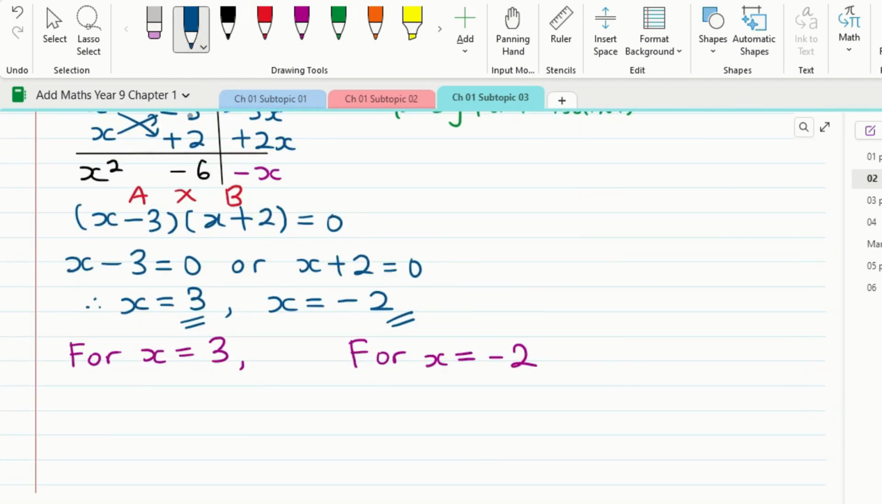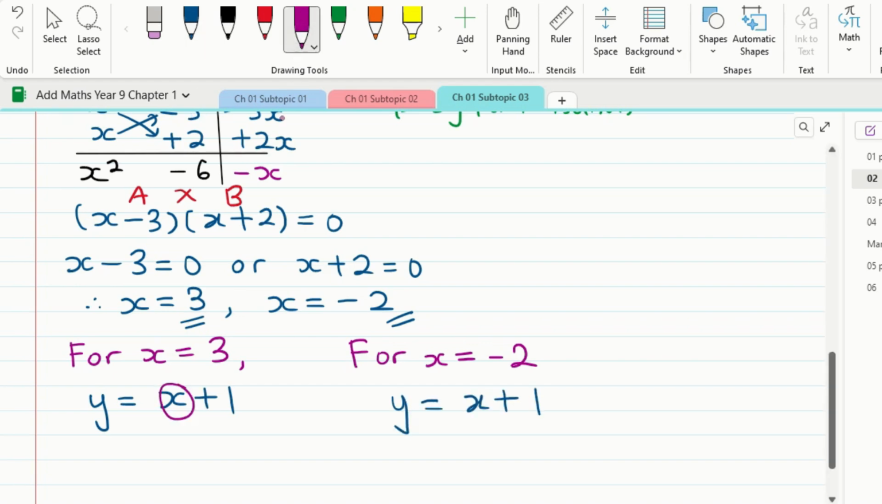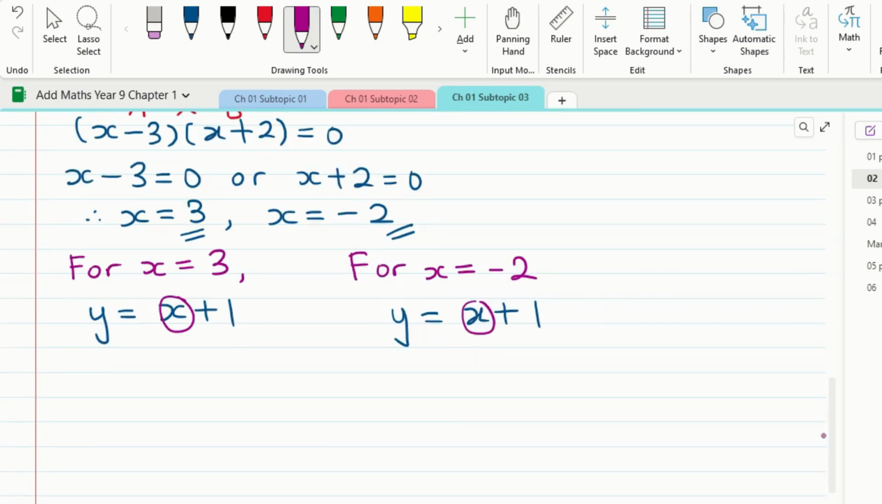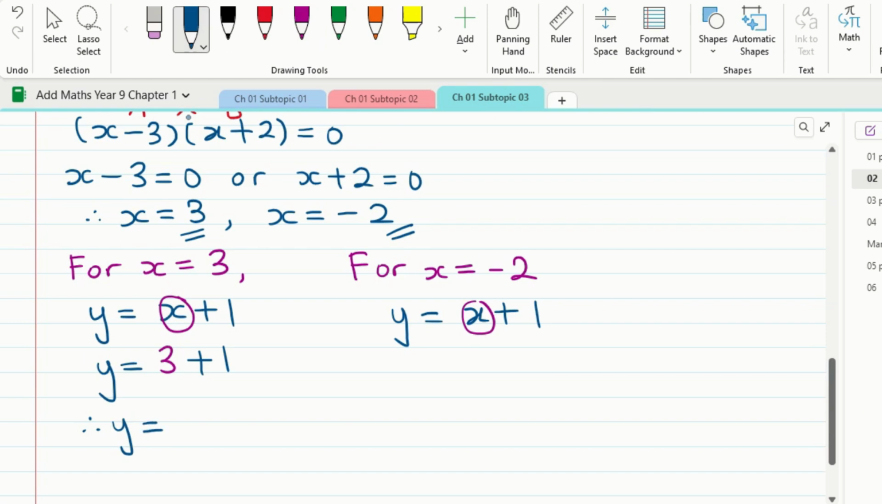So here, let's move forward. y equals x plus 1. Okay, just write both of them down, and then substitute x equals 3, and here, substitute x equals negative 2. So here, y equals 3 plus 1. So the first solution for x equals 3 is y equals 4. And as for the second one, for x equals negative 2, y equals negative 2 plus 1, which will give you y equals negative 1.